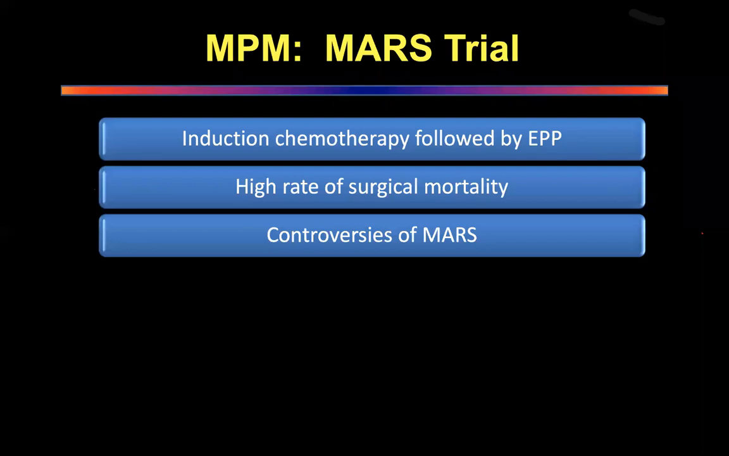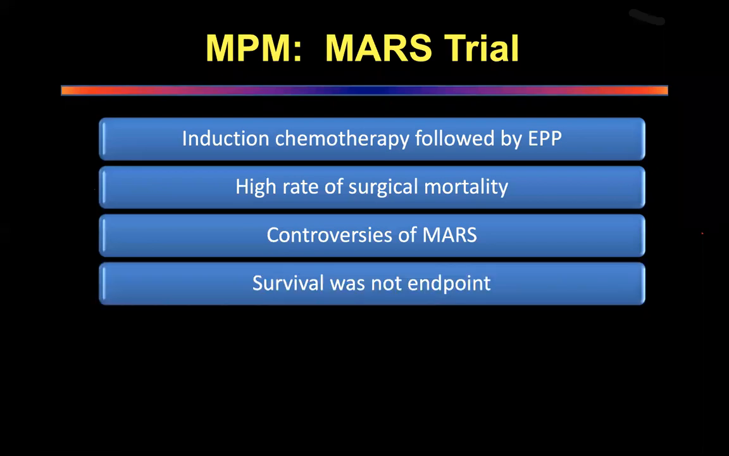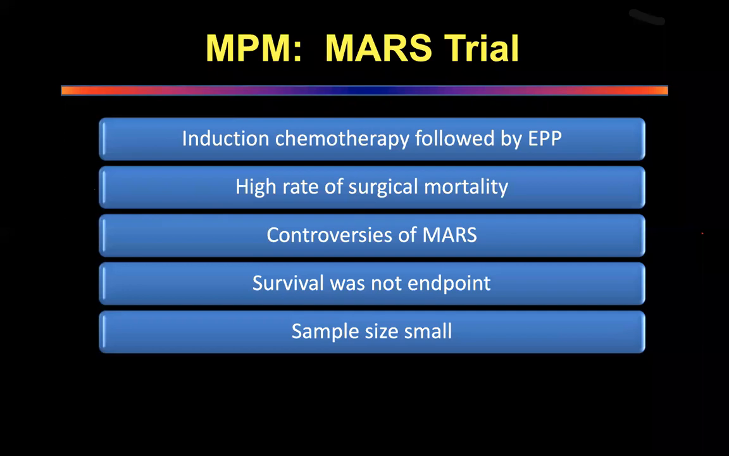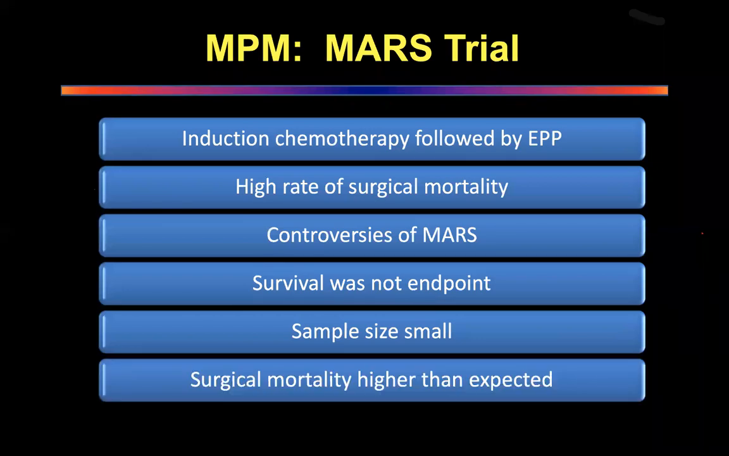But the controversies of MARS, for people who discuss MARS in more detail, there are two or three important factors. MARS was never designed to look at survival. It was designed to look at the efficacy of chemotherapy followed by EPP, or chemotherapy alone, or EPP alone. And survival was never the endpoint. So to make any clinical or scientific sense out of the data is a bit difficult. The sample size was pretty small, not enough patients were recruited within the two arms. And more importantly, the surgical mortality that we saw in MARS was higher than expected.